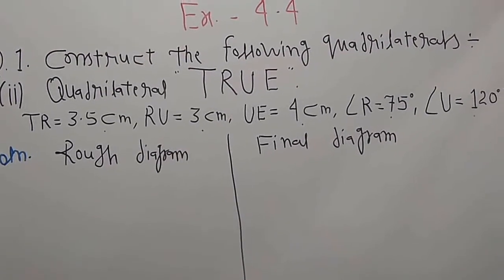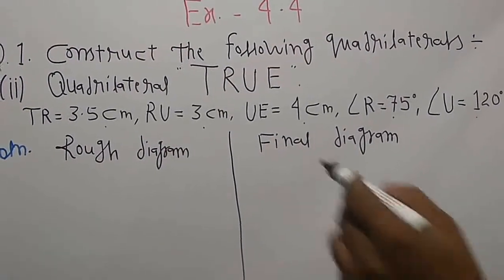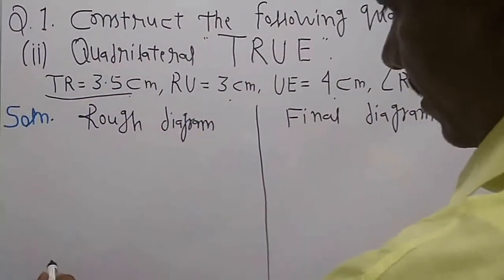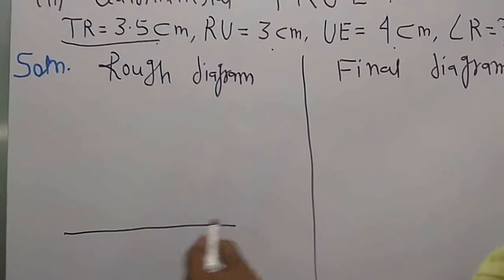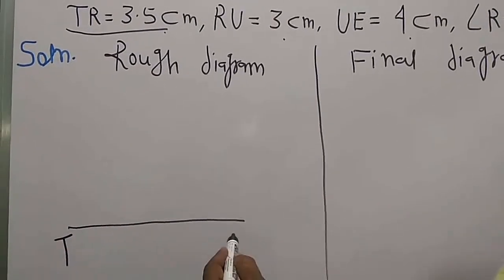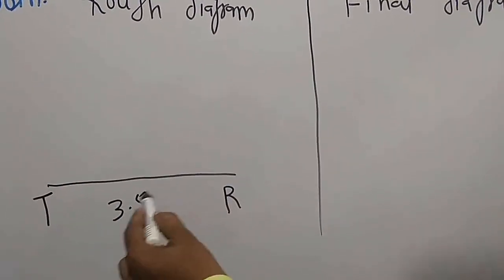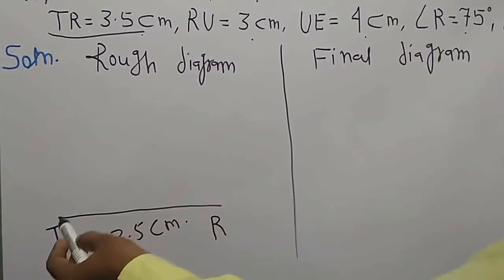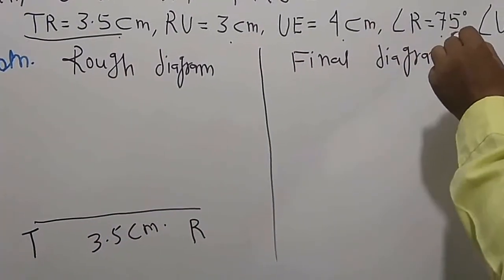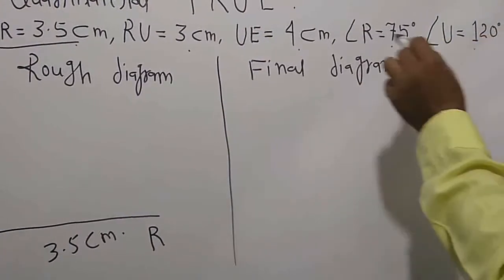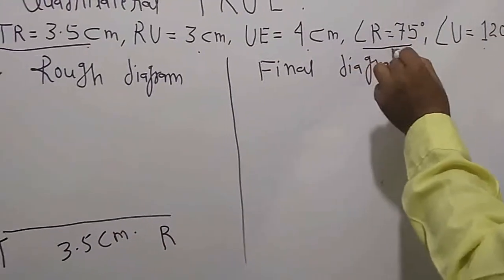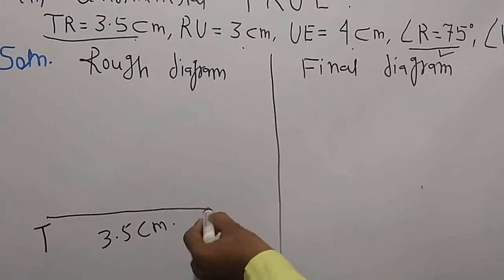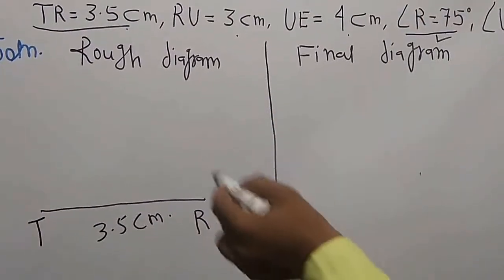First we are going to draw the rough figure for this. First we draw this TR equal to 3.5 centimeter. This is our TR, 3.5 centimeter. Then now we have 2 points T and R. The angles are given, angle R and angle U. So we can use angle R. It is 75 degrees. From this point we are going to draw the angle of 75 degrees.